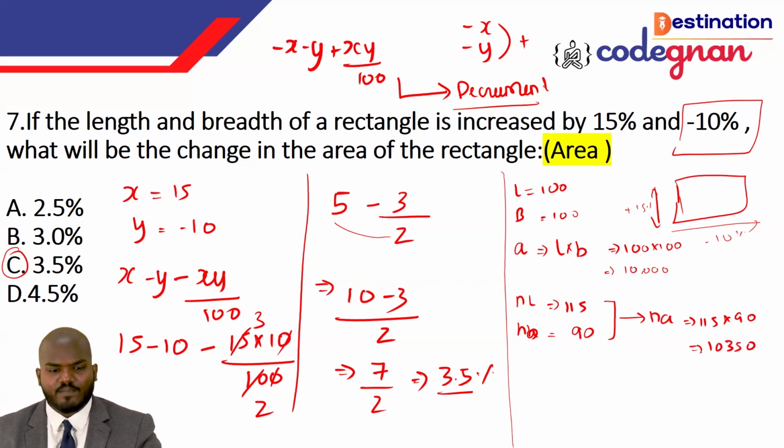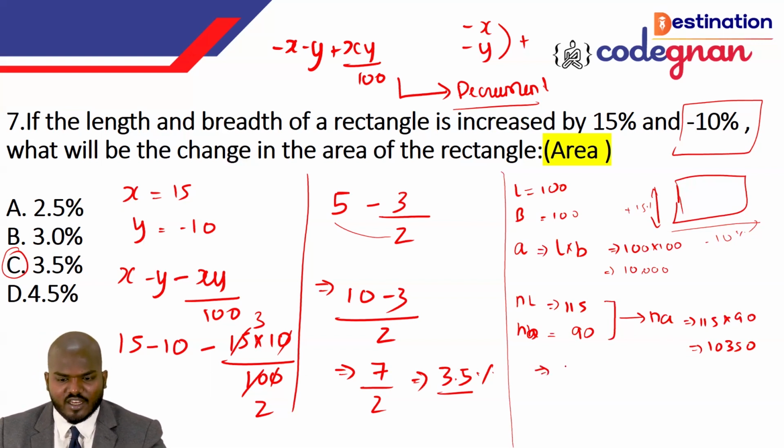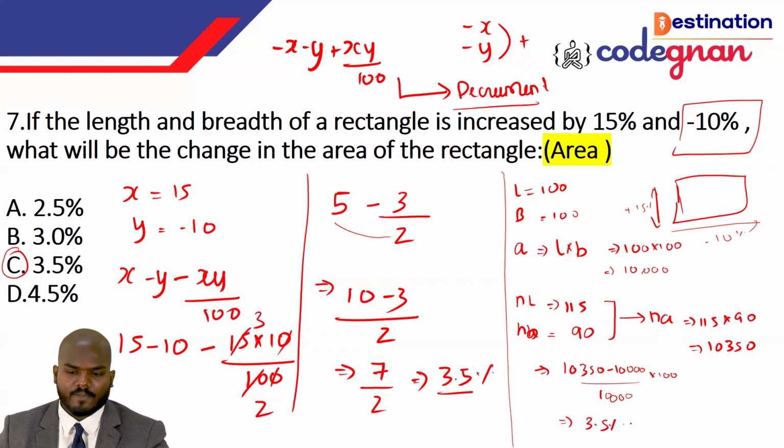So once we get that, they are asking how much percentage it increased. You see this one, if it is getting increased, we just want to check that is 10350 minus 10,000 by what? It is an increment, right? So then you need to use the old value only. 10,000 times 100. If you do it, it will give you the value 3.5 percentage only.